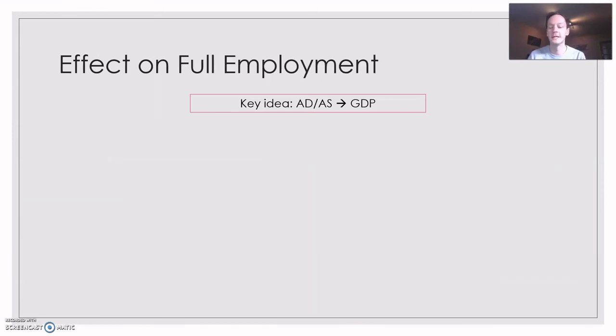Goal for full employment. Remember what we always said about when we're linking to the goal for full employment. We link to GDP and then we get to derived demand for labour. So the one from here is derived demand for labour. That's the key idea here.